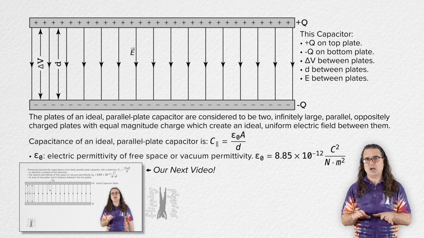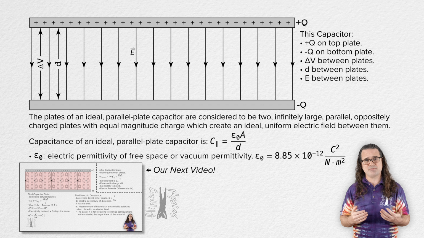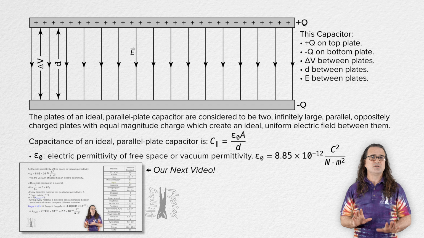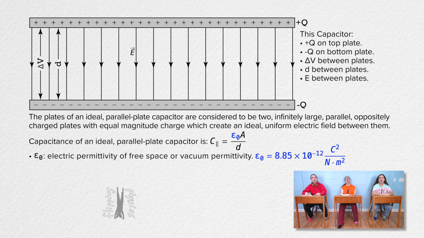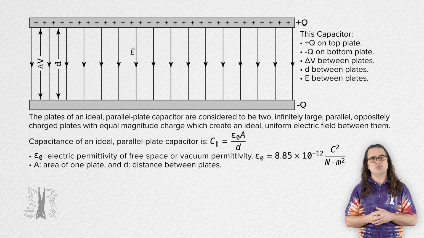I'm not really going to talk about the electric permittivity of free space right now because I have an entirely different video dedicated to that. For now, just know it is a constant in the numerator of the parallel plate capacitor equation. Capital A is the area of one of the plates, not the area of both plates. And lowercase d is the distance between the two plates.